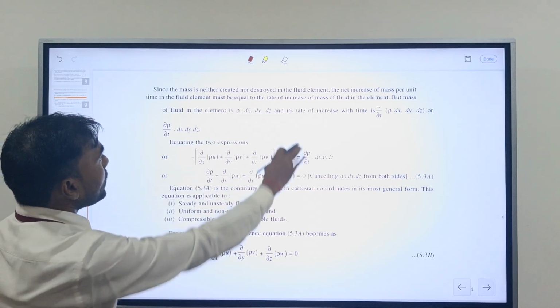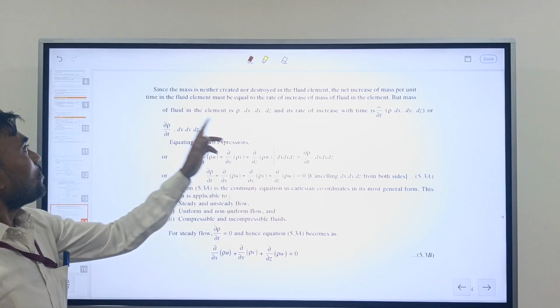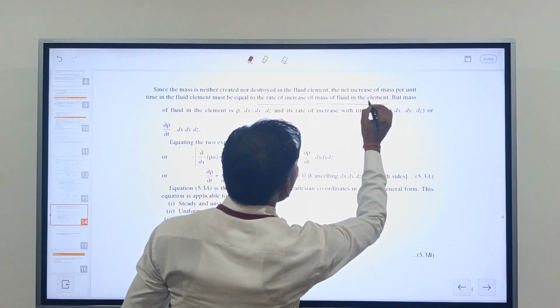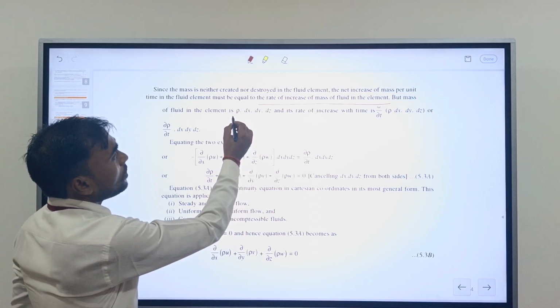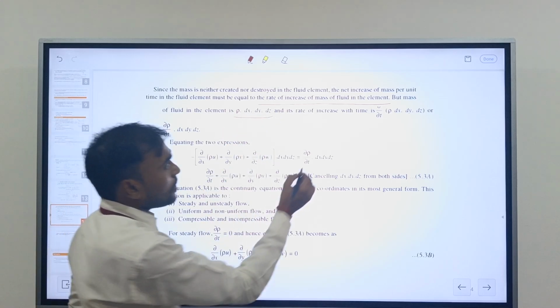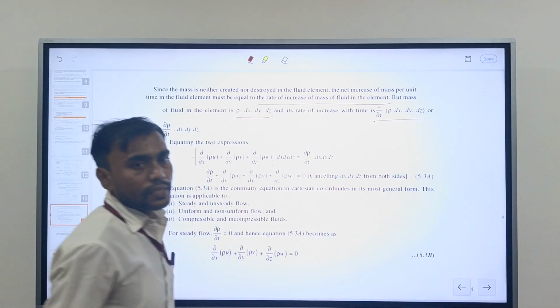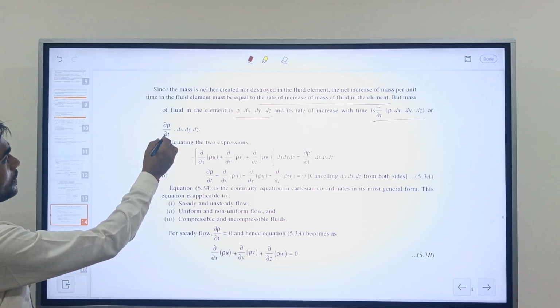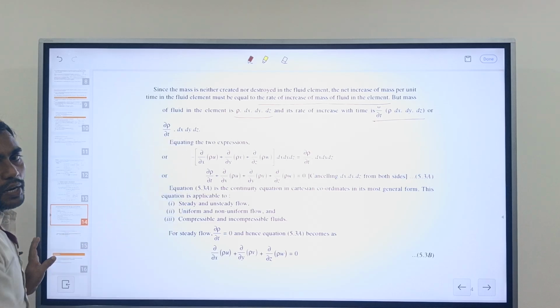Since mass is neither created nor destroyed in the fluid element, the net increase of mass per unit time in the fluid element must be equal to the rate of increase of mass in this element. The mass of the fluid element is rho into dx dy dz, and its rate of increase with time is del by del t of rho dx dy dz, or you can easily write it as del rho by del t into dx dy dz.